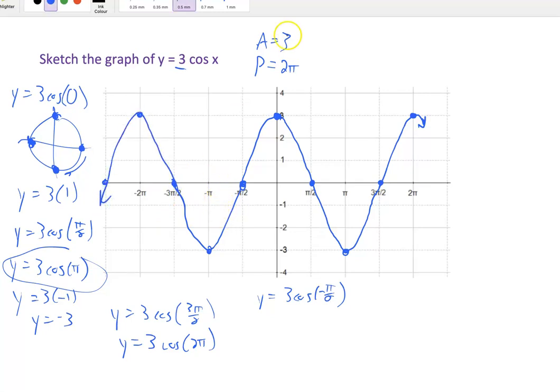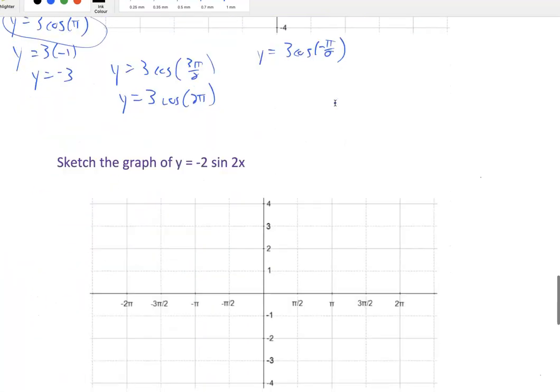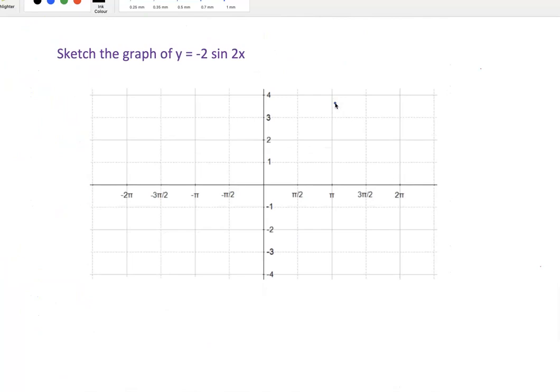Okay. And again, double check. Does the amplitude look like it's 3? Yeah. Up 3, down 3. That's that. Does it repeat after 2 pi? Is it a full cycle? Yeah, perfect. I did this right. Woohoo. All right. Try the next one. Give this a shot. Lots of stuff's going on in this one. And then check it with mine.